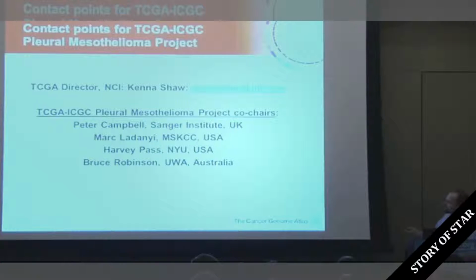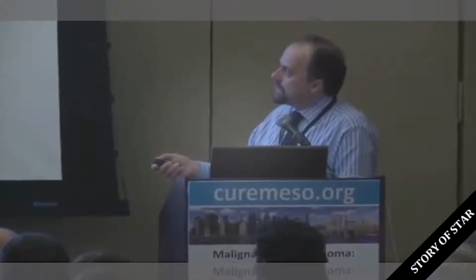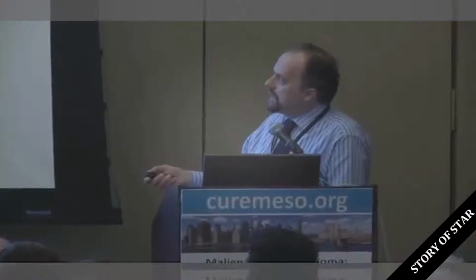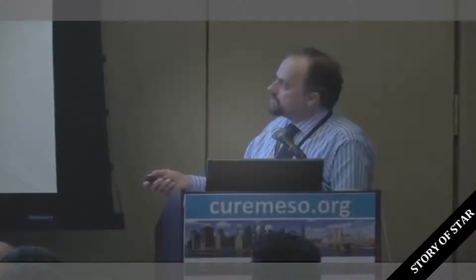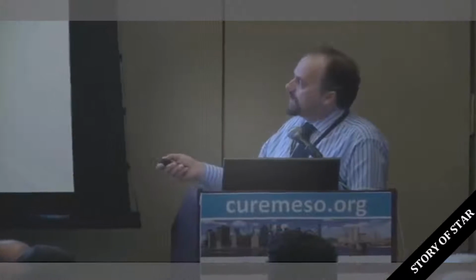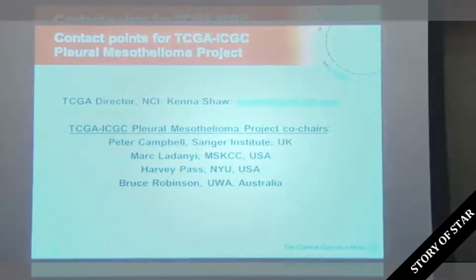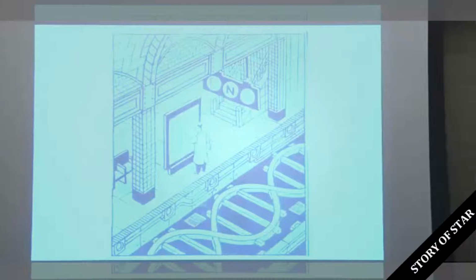And these are some of the contact points. The TCGA director at the NCI, who's very committed to this project, is Kenna Shaw. And the other TCGA representatives are Harvey Pass and myself. And then the international representatives are Bruce Robinson from Australia and Peter Campbell from the Sanger Center in the UK, where the sequencing for this project will be done. So I think this is a very exciting development, and I think I will leave you with that and take questions.